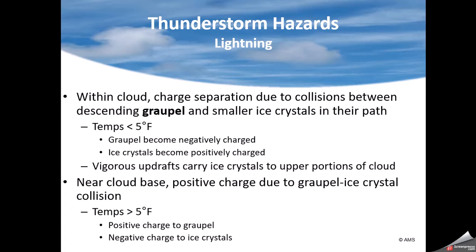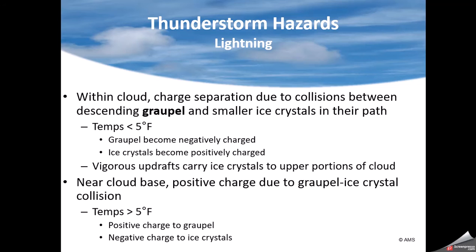Lightning is an interesting facet of thunderstorms, and it's weird. Graupel, which is like a small hail, is very small, very wet ice crystals. They become negatively charged when the temperature is less than 5 degrees Fahrenheit. However, ice crystals, which are just pure ice, become positively charged. So there's a separation of charges, a negative charge and a positive charge. But guess what? When the temperature is greater than 5 degrees, they flip. So that's what makes it so confusing.